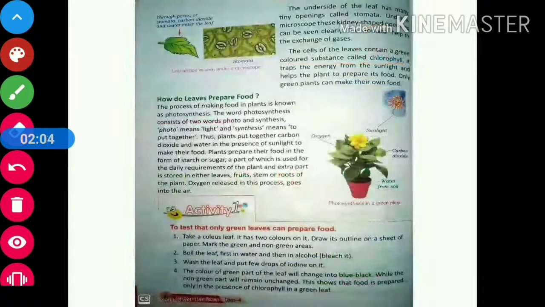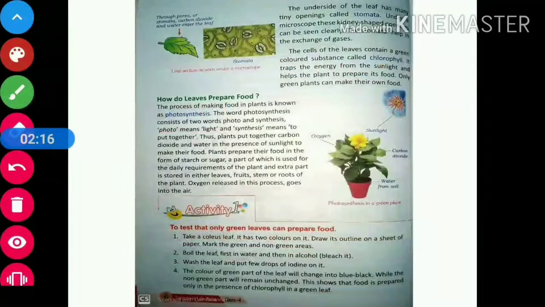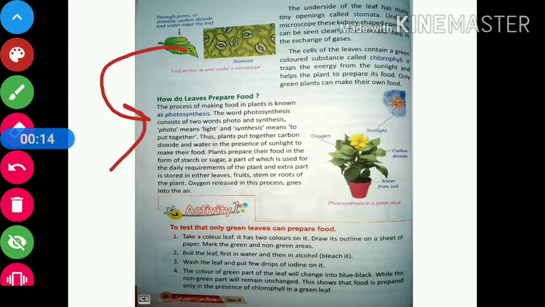Now let's talk about what stomata are. So the underside of a leaf has many tiny openings. Those are called stomata. So the next is, the cells of leaves contain a green colored substance called chlorophyll. Now let us see how leaves prepare food.